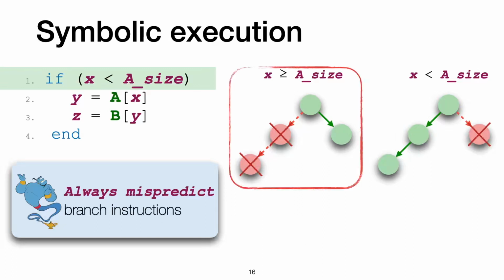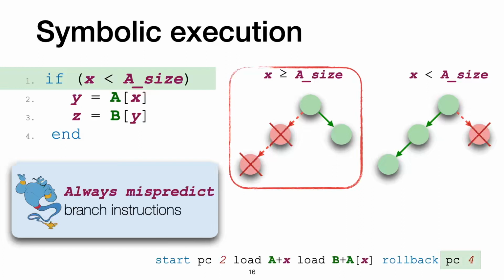For instance, if X is out of bound, we get the following trace. There are two important points here. First, the observation in green is the only one produced according to the non-speculative semantics, while the red observations are the additional observations produced by the speculative semantics. Second, some of these observations, such as those associated with the memory accesses, are symbolic.